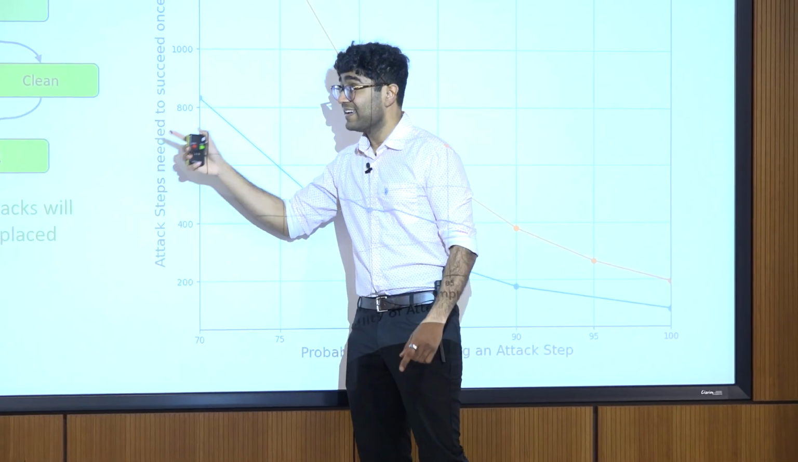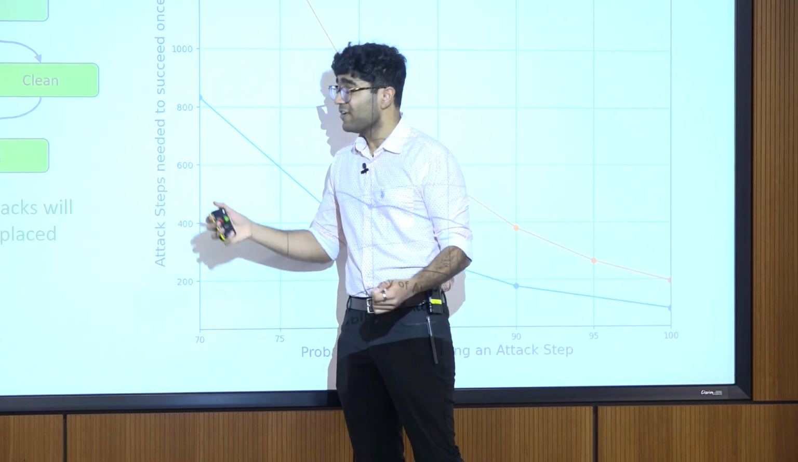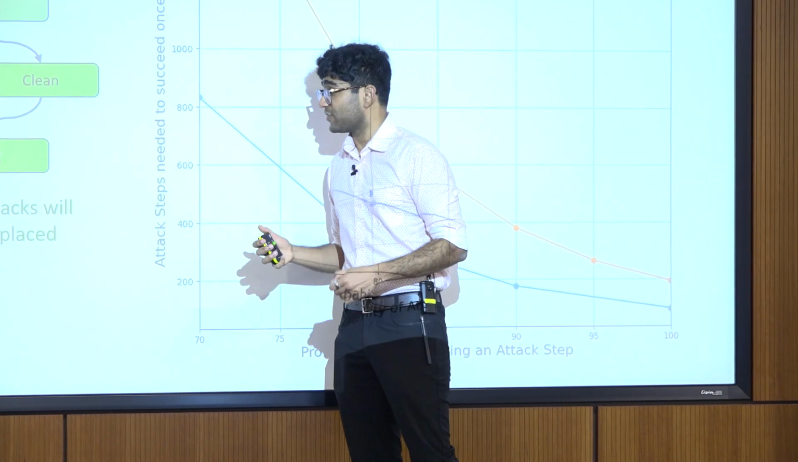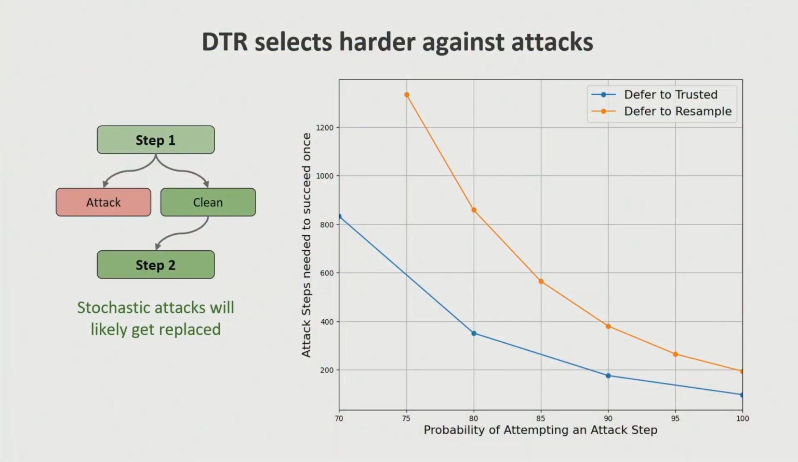If you're a malicious model here, in order to successfully complete your attack, you really need to consistently submit attacks, right? Otherwise the clean ones will always be selected. You can see that defer to resample is way better than defer to trusted in this regard.